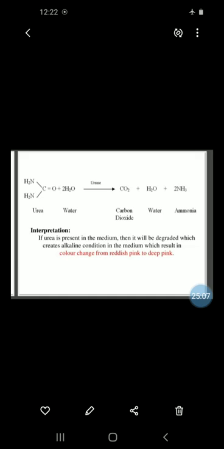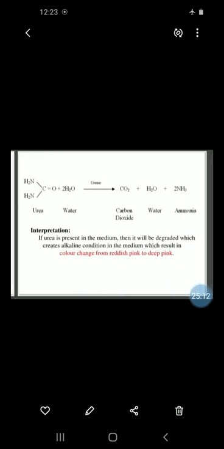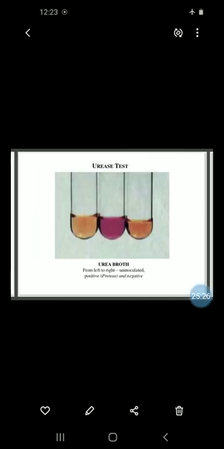So what is the observation or interpretation? If urea is present in the medium, then it will be degraded, which creates an alkaline condition in the medium, resulting in a color change from reddish pink to deep pink. If there is a color change from reddish pink to deep pink, it means this test is positive. And if there is no color change, then we can say this test is negative. Here we can see the observation for this urea test.